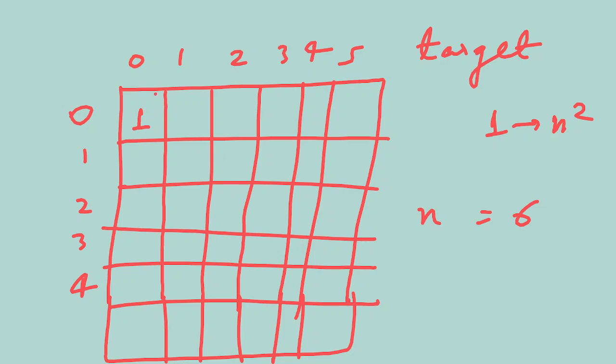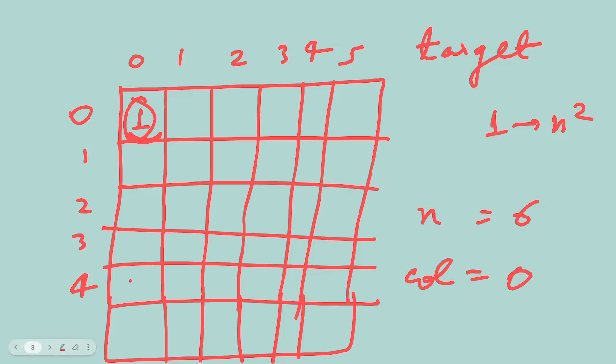I'm basically going to calculate the sum of elements for this particular row. For example, for this row, for this column, what I'm going to do is find the sum of all the elements before this particular element.